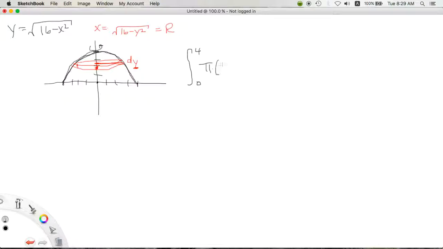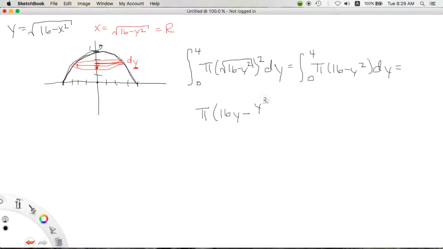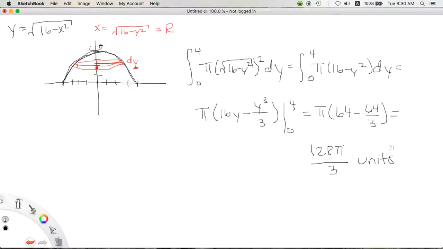And then we have pi r squared h. So we're taking each of the little discs here and adding them up. So that gives us the integral from 0 to 4 of pi times 16 minus y squared dy. So that's pi times 16y minus y cubed over 3, evaluated from 0 to 4, which gives us pi times 64 minus 64 over 3, which is 128 pi over 3 units cubed.